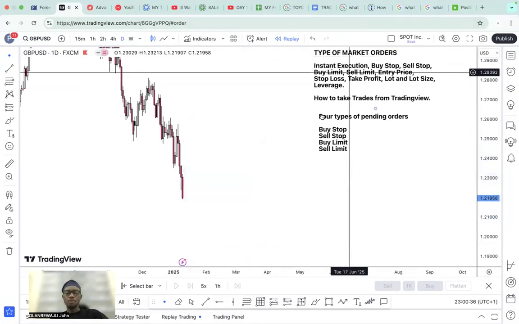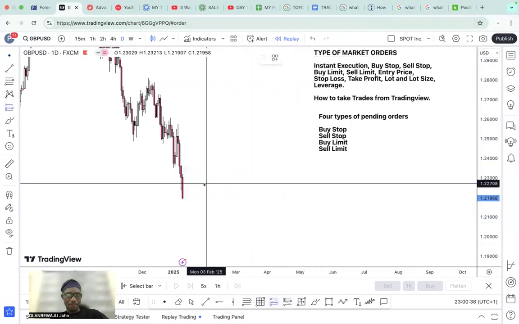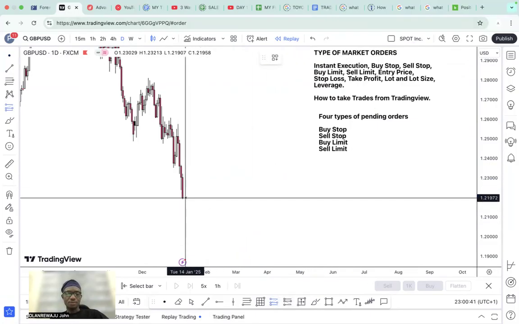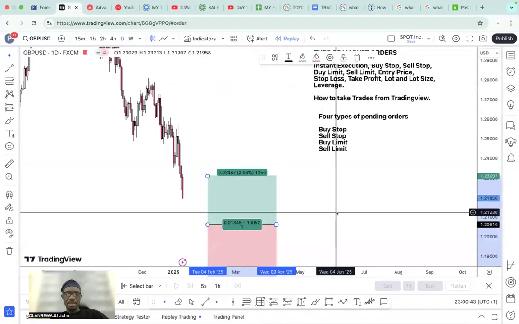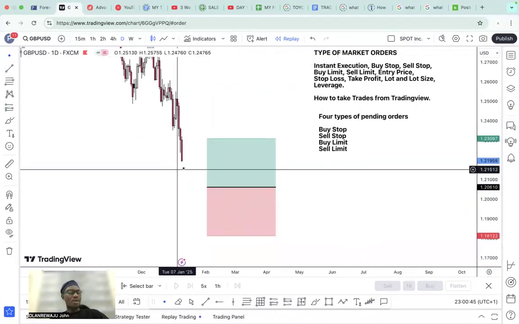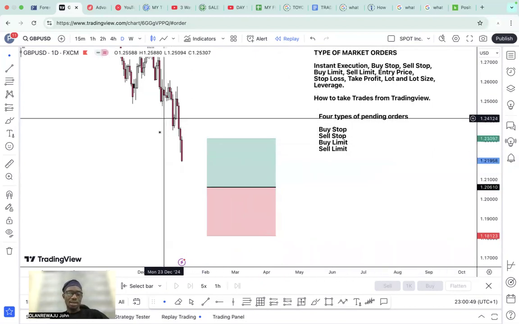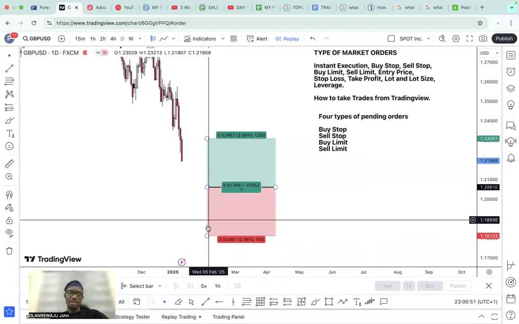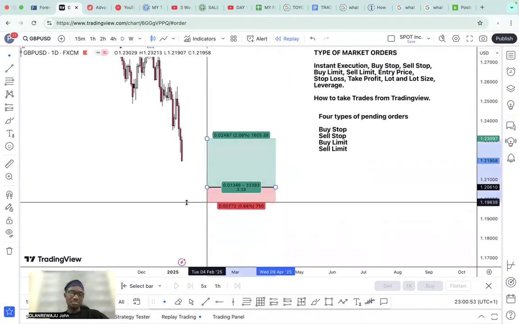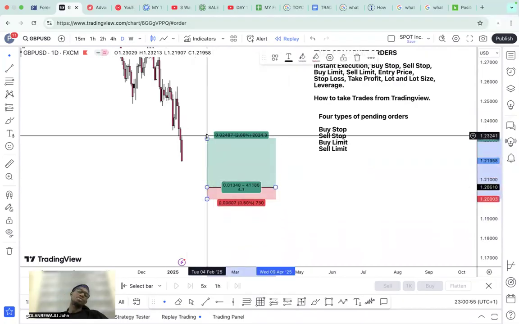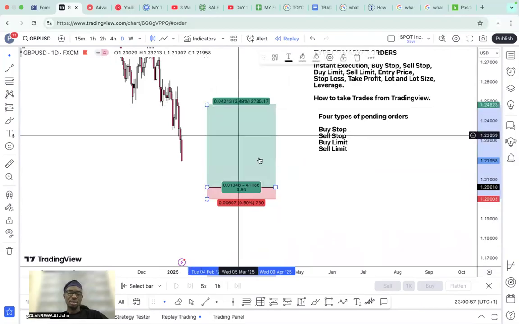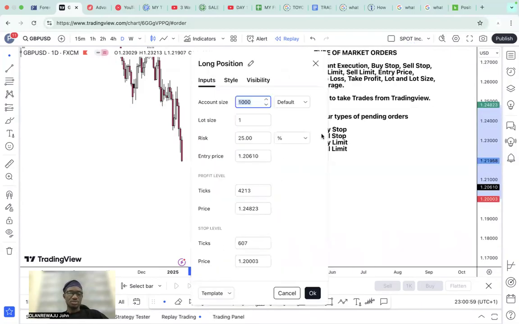Same scenario too, if I'm buying. Let's say I want to buy at a future lower price. Yeah, that's a buy limit. I want to buy at a future price that is lower than the current market price. That's a buy limit. Although this is a selling market, so there's no reason why I should be looking for buying opportunities in the selling market. But I'm just trying to cite an example. So that's my entry price.